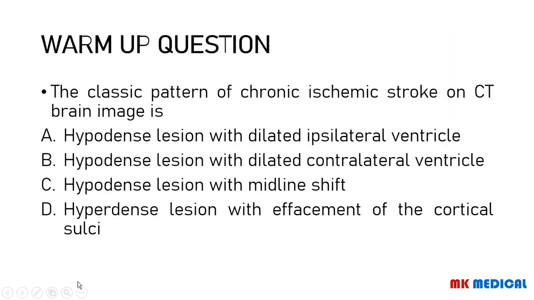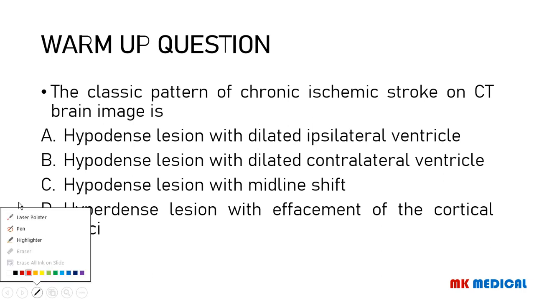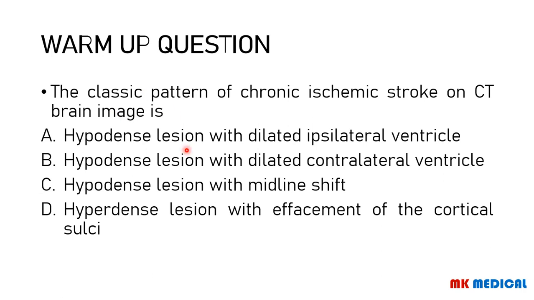So here's our warm-up question. The classic pattern of chronic ischemic stroke on CT brain image is: A, hypodense lesion with dilated ipsilateral ventricle; B, hypodense lesion with dilated contralateral ventricle; C, hypodense lesion with midline shift; D, hyperdense lesion with effacement of the cortical sulci. You may pause the video at this moment. Write down your answer, scream it at your screen. I will give you the answer at the end of the lecture.